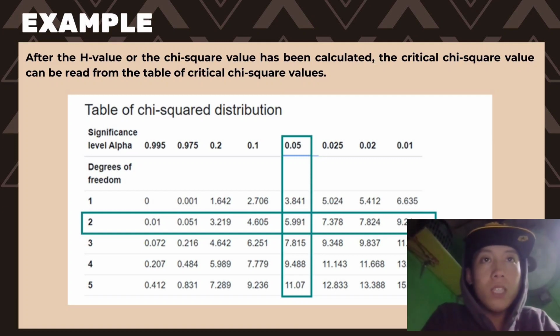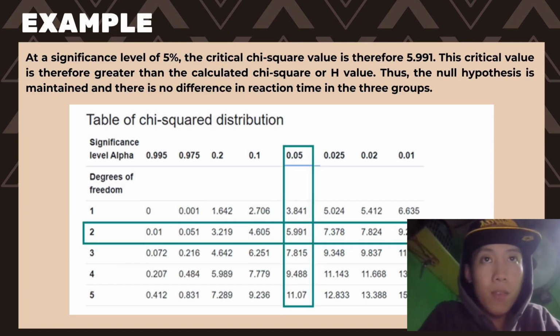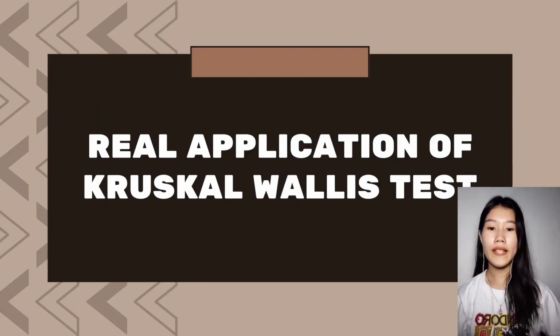After the H value or the chi-square value has been calculated, the critical chi-square value can be read from the table of critical chi-square values. Next slide. At a significance level of 5%, the critical chi-square value is therefore 5.991. This critical value is greater than the calculated chi-square or H value. Thus, the null hypothesis is maintained and there is no difference in reaction time in the three groups. That's all for the real application of the Kruskal-Wallis test.